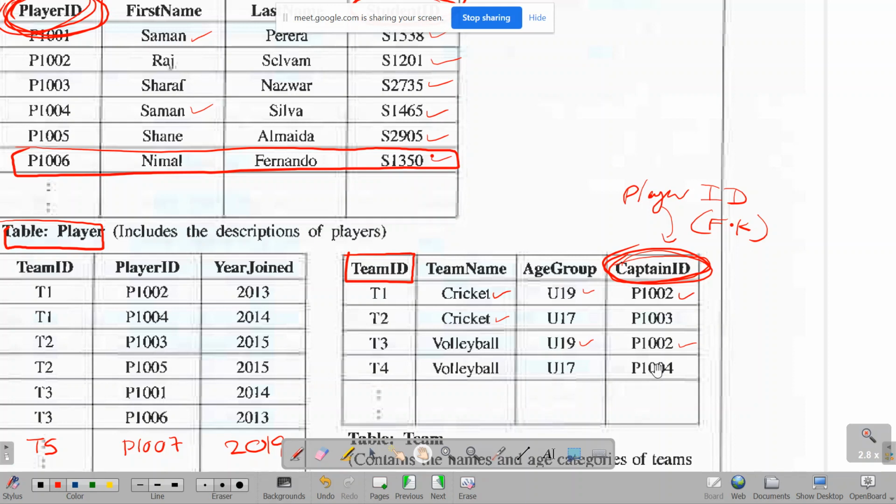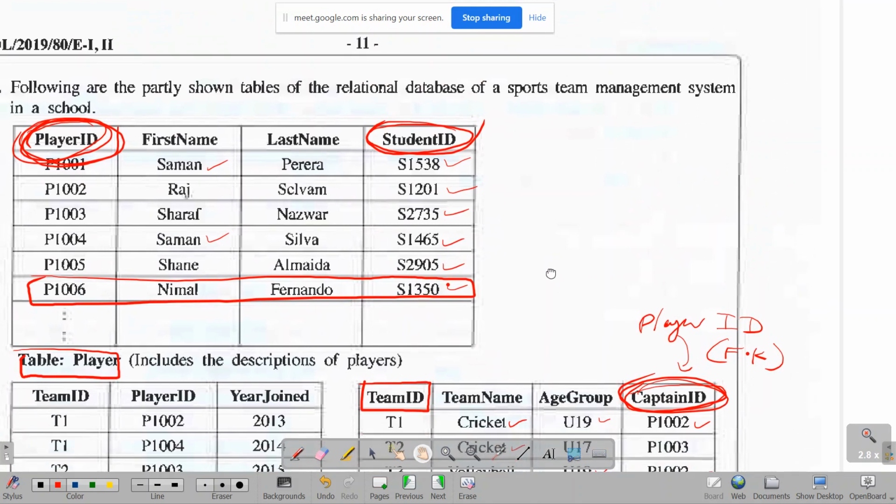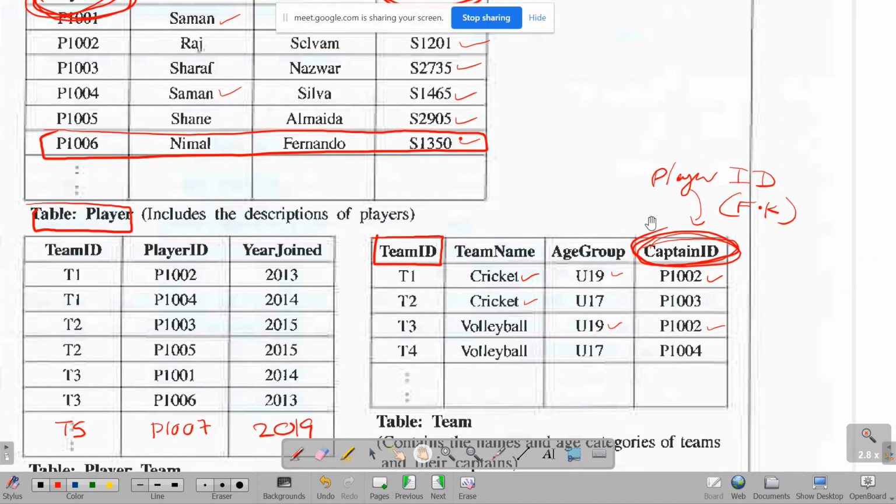Right, so that means the team table should be updated as well. Since he's in the player table, it doesn't need to be updated, right? Because it has only player ID, first name, last name, and student ID. So no influence has happened. Since the captain is changing under 17 volleyball, this place needs to be changed. This place needs to be updated, right?